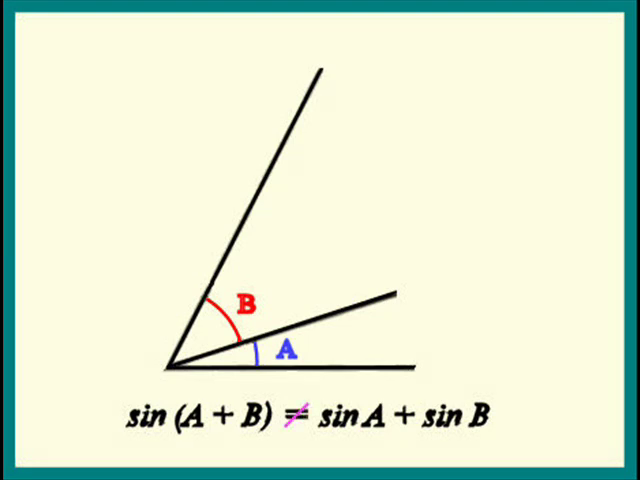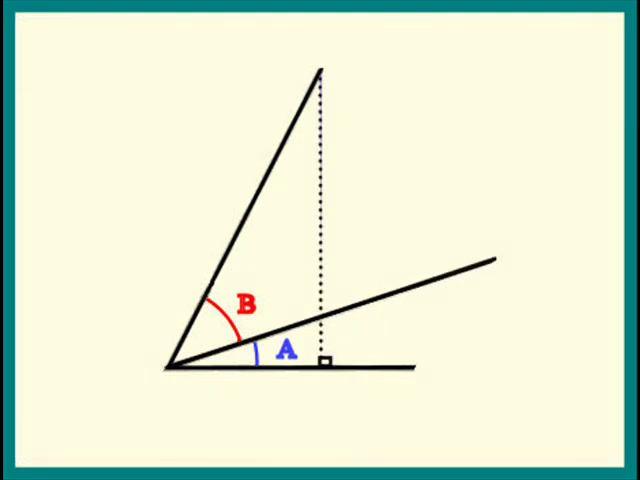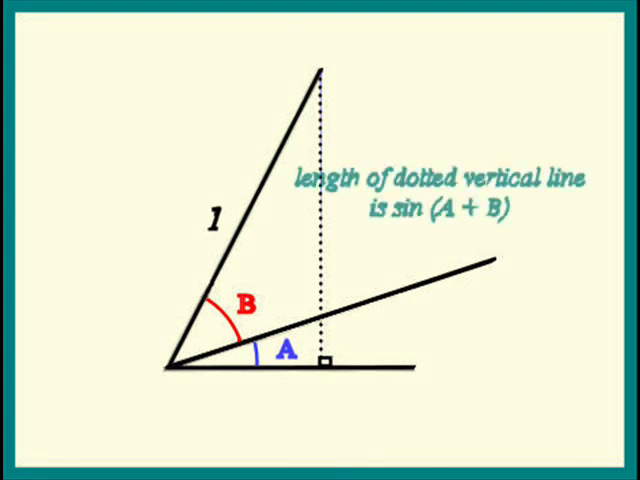How do we go about finding sine of A plus B? In math, we make sketches. We'll definitely need a right triangle, so let's drop a vertical line down. To make it easier, we'll assign the hypotenuse a length of 1. That means sine of A plus B equals the opposite side, the length of that dotted line. Now we know what to solve for. Keep thinking.